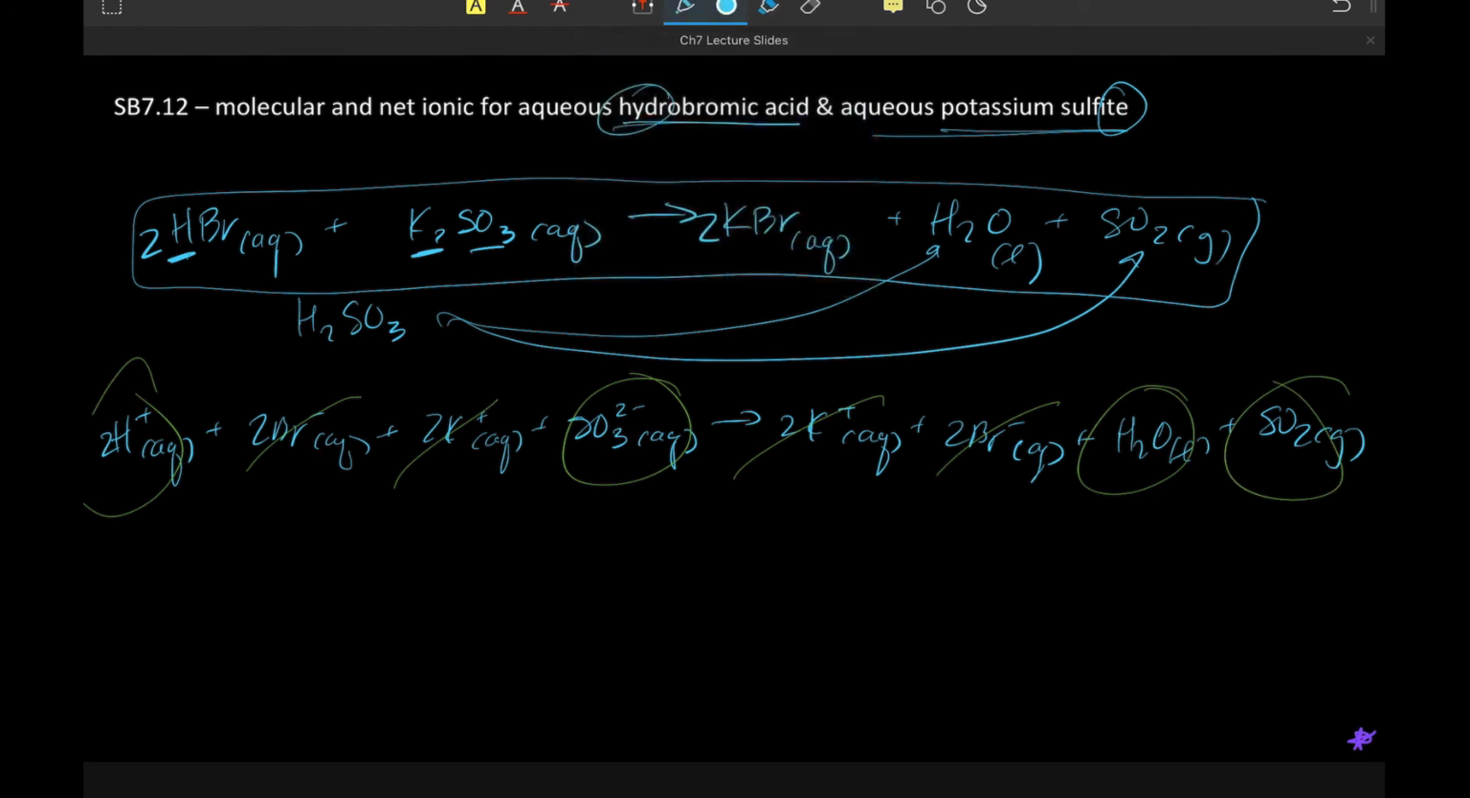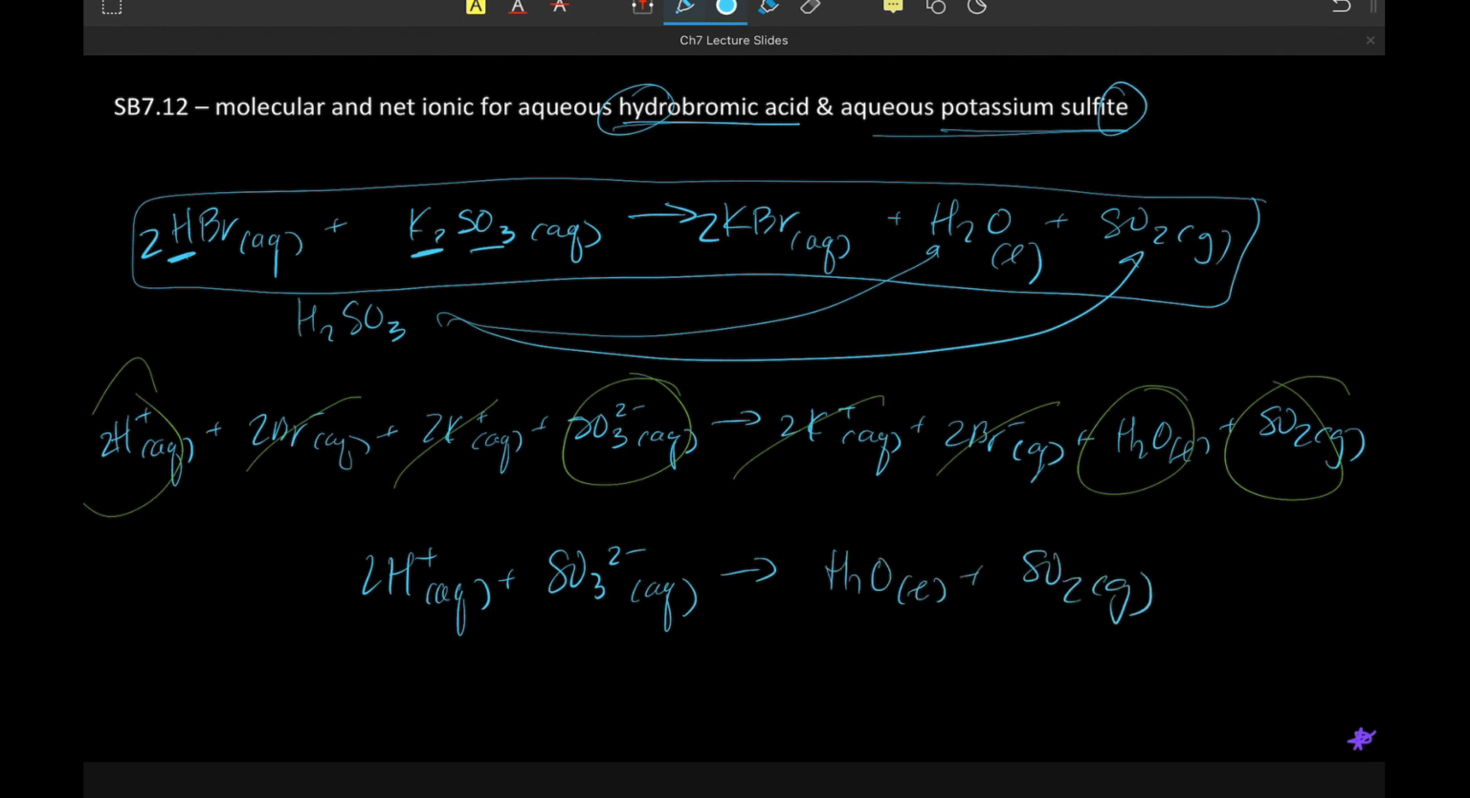So that last step was 2H plus aqueous plus SO3 2 minus aqueous is going to give us H2O liquid and SO2 gas. And that would be our net ionic. Does that make sense?